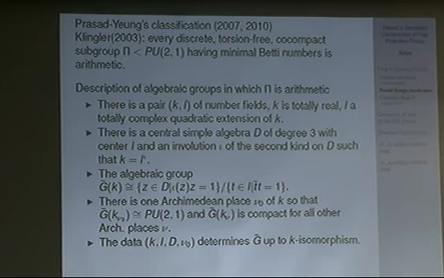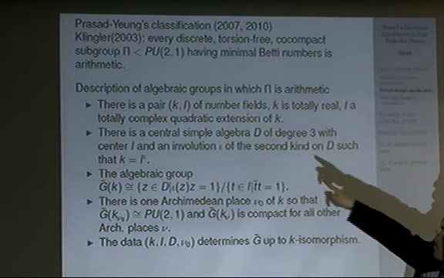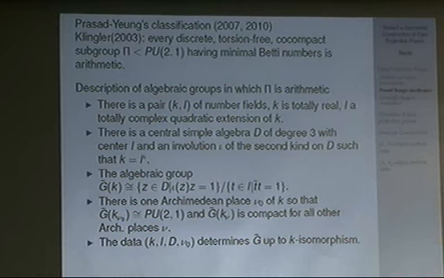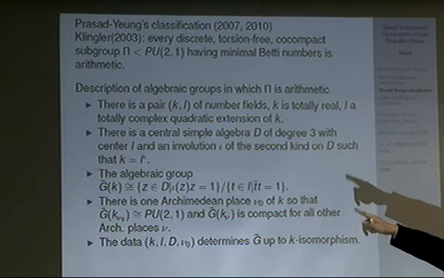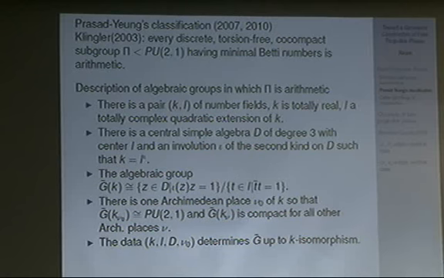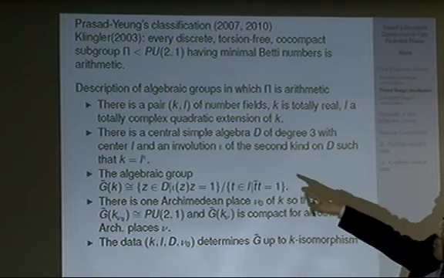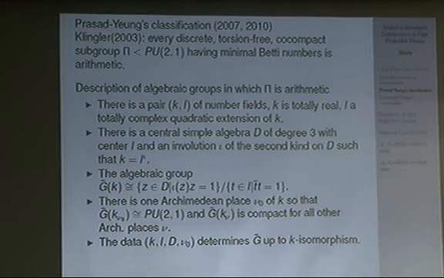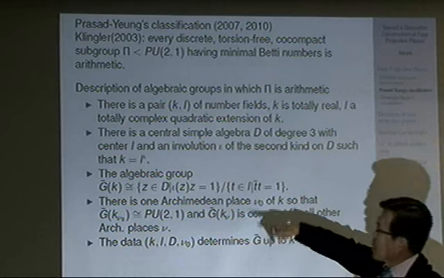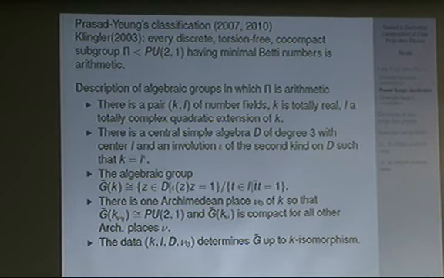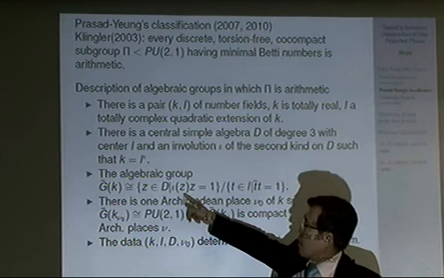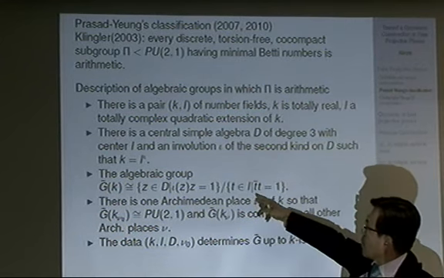Here you can think of this simple algebra D as 3 by 3 matrices with entries in L, and you can think of the center L as scalar matrices. The involution of the second kind is a kind of extension of complex conjugation. So the K-rational points of the algebraic group, G bar K, is the set of all Z in D such that Z times iota Z is equal to 1. So in other words, Z is kind of Hermitian.